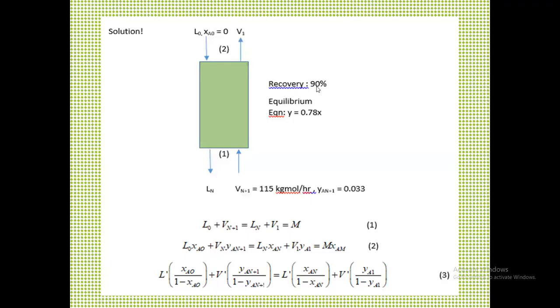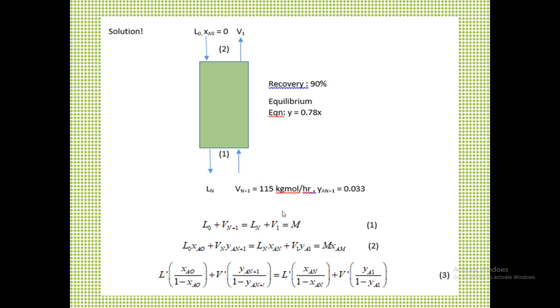So place there 90%, and this is our equilibrium equation, y equal to 0.78x. Now this is the amount of the feed gas which contains ethyl alcohol, and this is the mole fraction of ethyl alcohol with air in our inert gas mixture. Our solvent is pure, so you have XA0 equal to 0. Y sub AN+1 is 0.033 because we have 3.3% ethyl alcohol in our air-ethyl alcohol feed mixture.